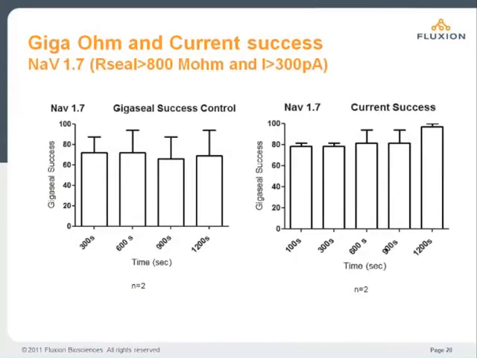For NAV 1.7, we have a modestly lower level of gigaseal success. However, the current amplitudes tend to be much larger, so we can use a threshold level of 300 picoamps for amplitude. So overall, we have a pretty good success rate with NAV 1.7 in our single cell configuration.